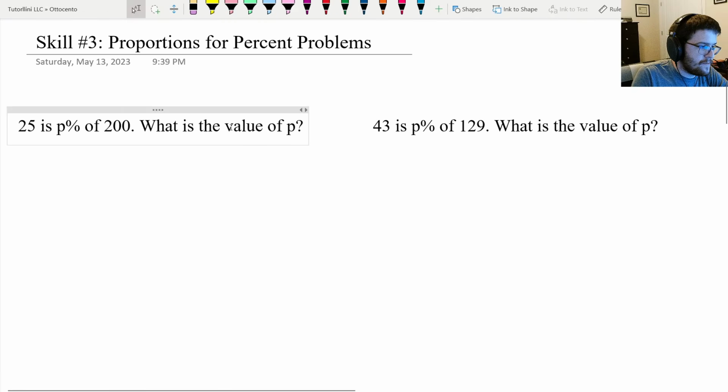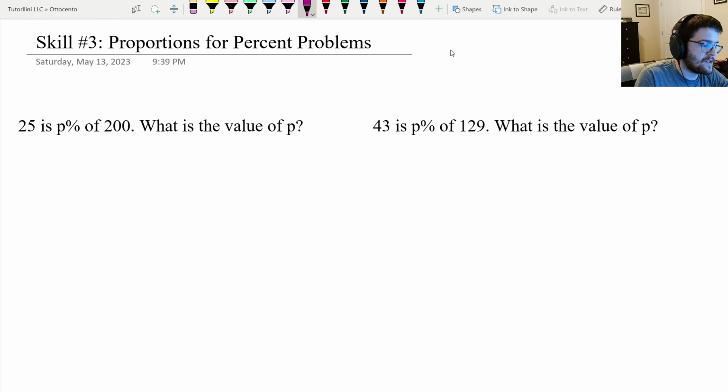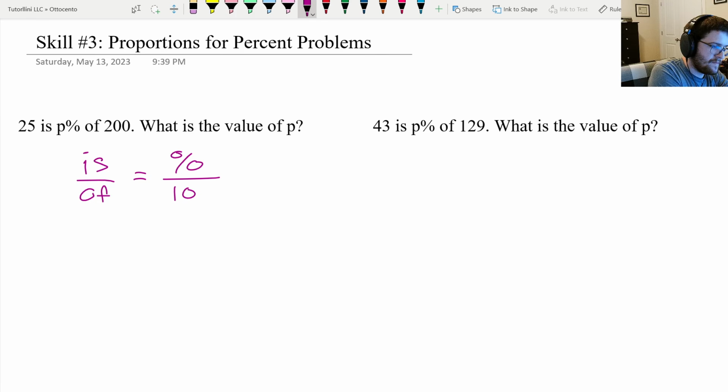Okay, so the ones at the top, the first couple of these, are word-to-math problems. You see how there's a lot of "is"s and "of"s and percents? So we're going to use the equation is over of equals percent over 100. Right away, if there's a percent, I just identify that. Whatever is glued to the percent symbol is the percent. So on the right side, I'm going to put P over 100.